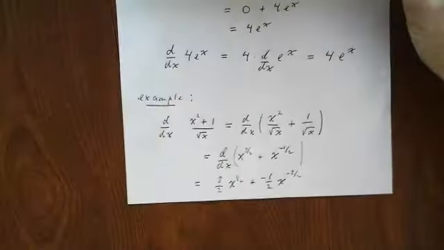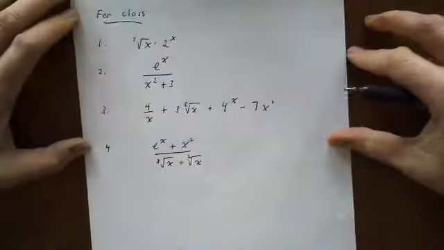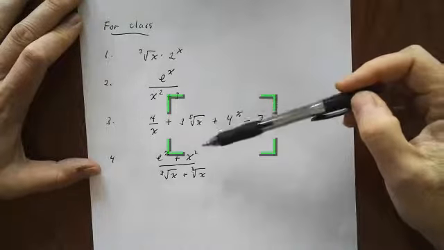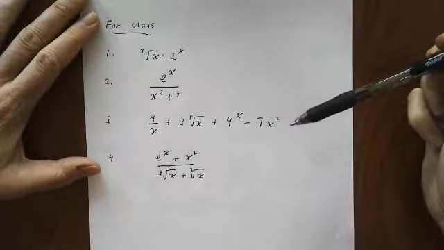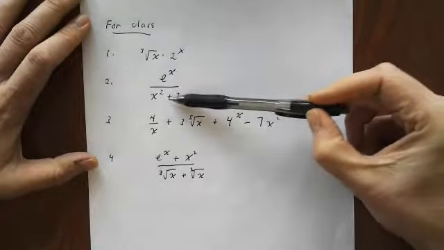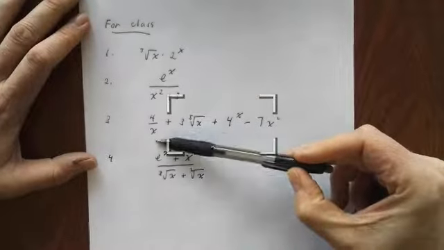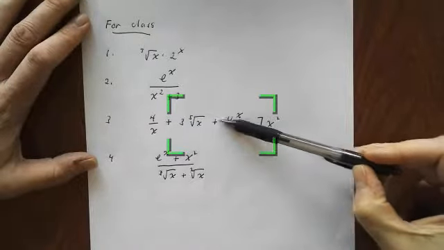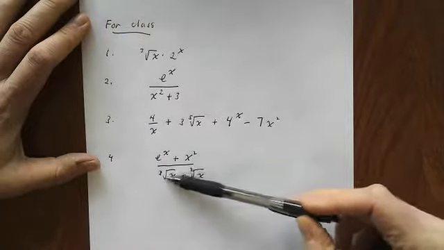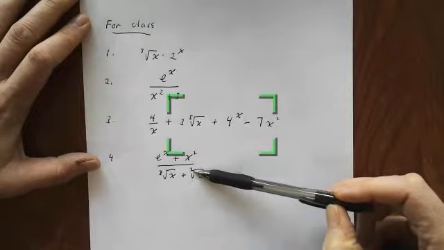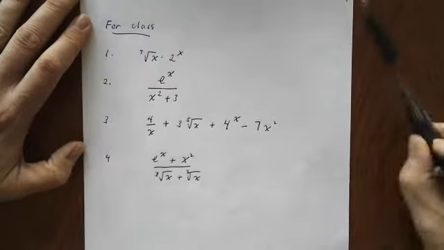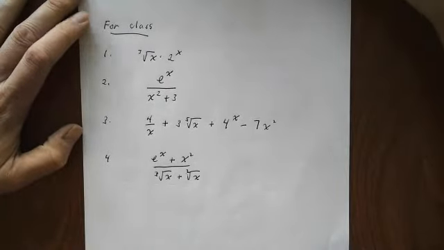Okay, so here are 4 functions that I want you to work on. Each of these will require perhaps the product rule, the quotient rule, or some basic simplification. Cube root of x times 2 to the x; e to the x over x squared plus 3; 4 over x plus 3 times the 5th root of x plus 4 to the x; minus 7x, e to the x plus x squared, quantity divided by the cube root of x plus the square root of x. So see what you can do with these. Don't simplify your results. I'm simply concerned that you can execute the rules in basic form.